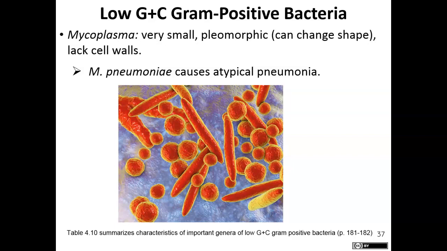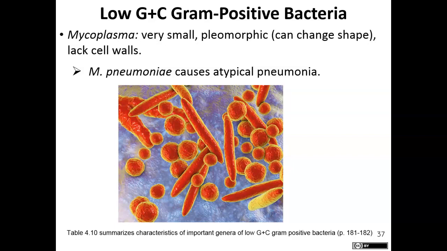Mycoplasma pneumoniae is one of the species that fall under the mycoplasma. And this species causes atypical pneumonia, which is typically a less dangerous form of pneumonia.